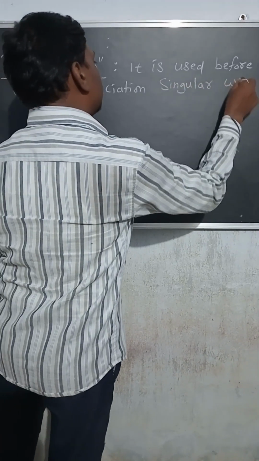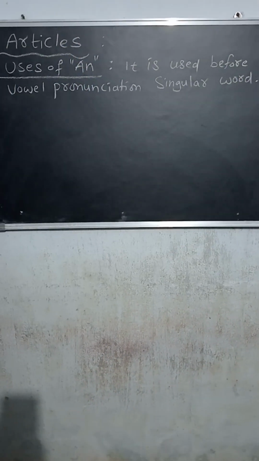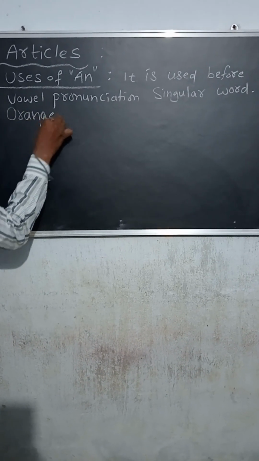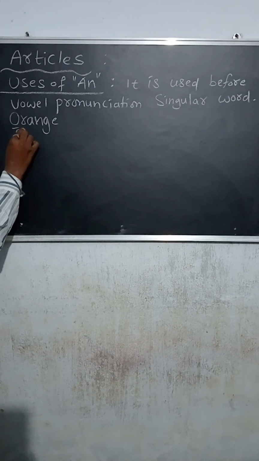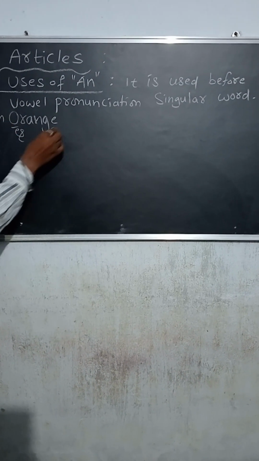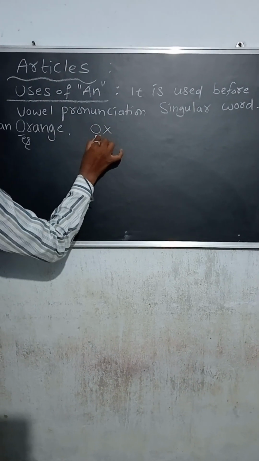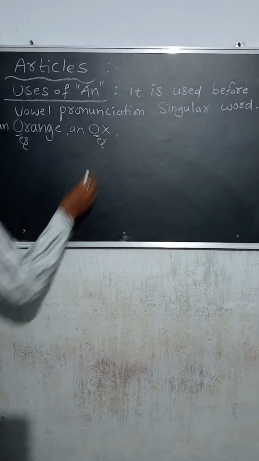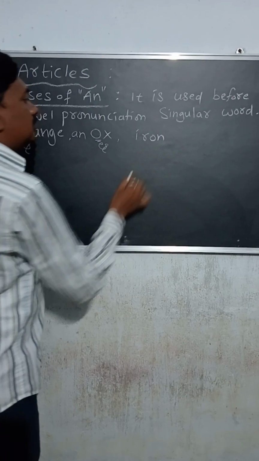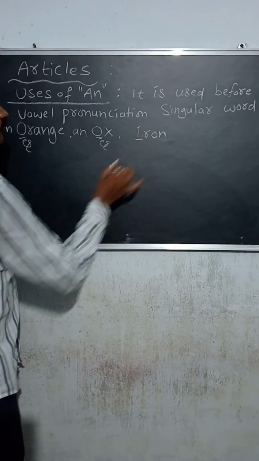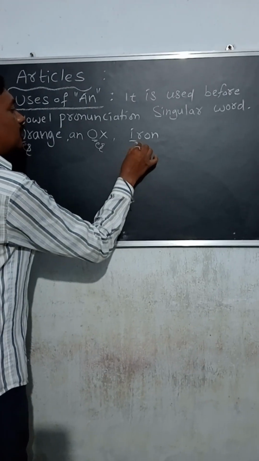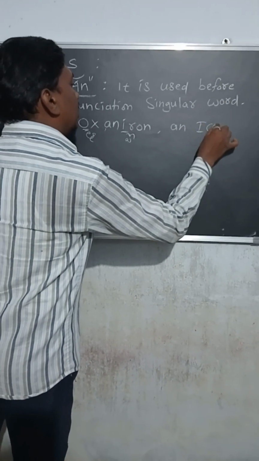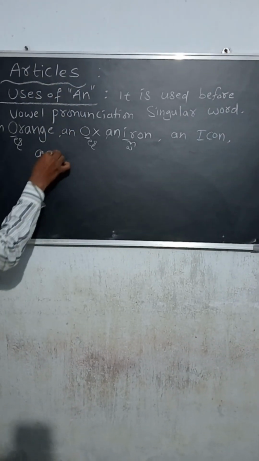It is used before vowel pronunciation singular words. For example, orange. O is a vowel letter and it gives the pronunciation of O. So an orange. Ox. The letter is O, a vowel letter, and it gives the pronunciation of O. So an ox. Iron. The letter is I, a vowel letter, and it gives the vowel pronunciation of I. So an iron. An icon. An ice cream.